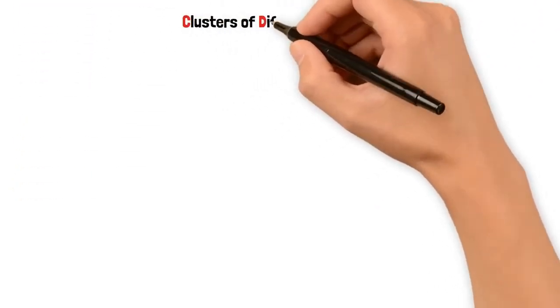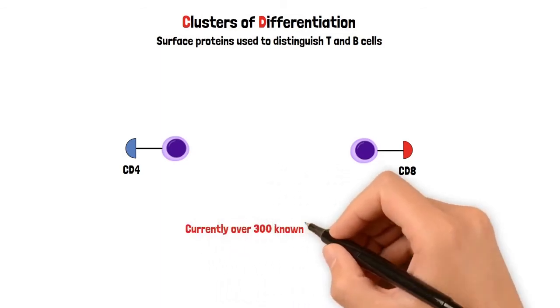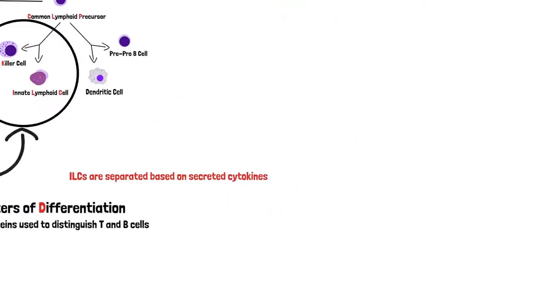Before moving to the T and B cells, we need to discuss the clusters of differentiation, or CDs. The way to distinguish between the T and B cells is by their surface proteins, which is termed the CD. The CD proteins are given numbers such as CD4 or CD8. This is to avoid confusion from naming each protein. There are currently over 300 CD protein markers known.